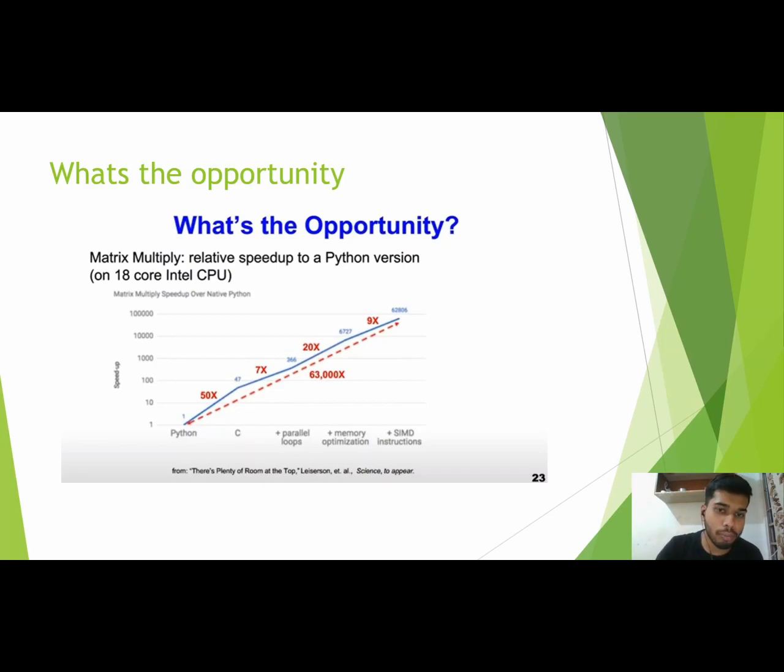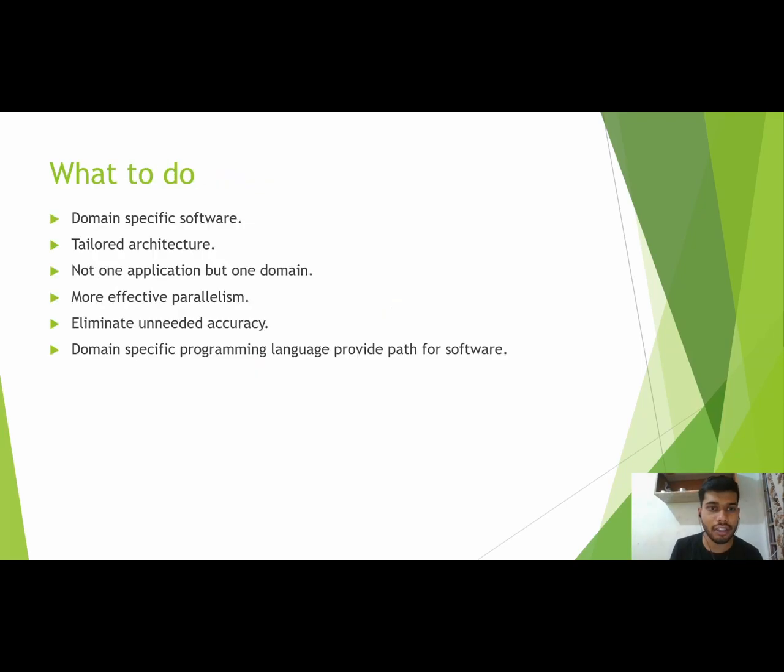But compared to Python, SIMD instructions give a 63,000 times increase on an 18-core Intel CPU, and SIMD is obviously better for matrix multiplication. This graph is given by MIT. Then, if all these problems exist, what to do?